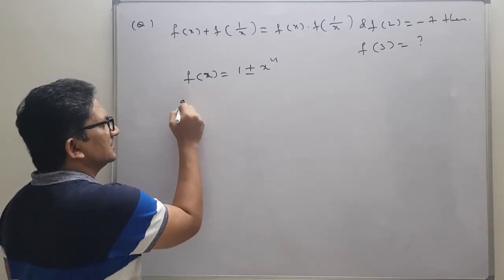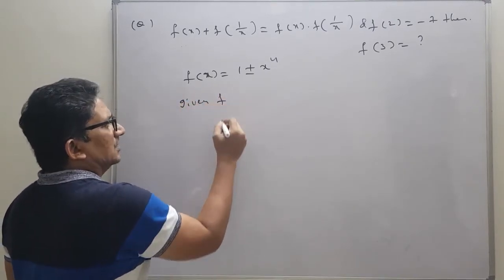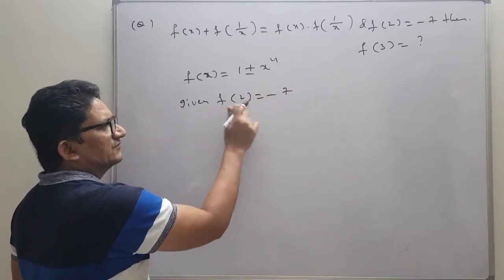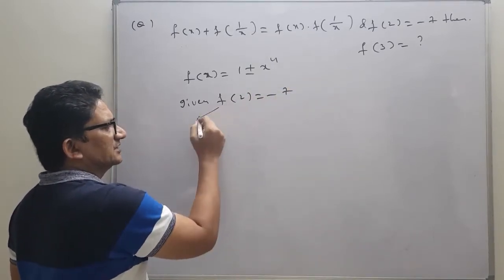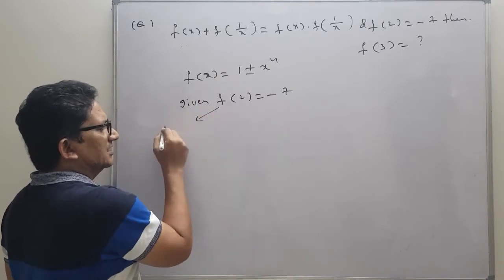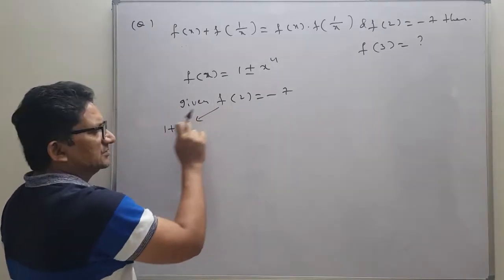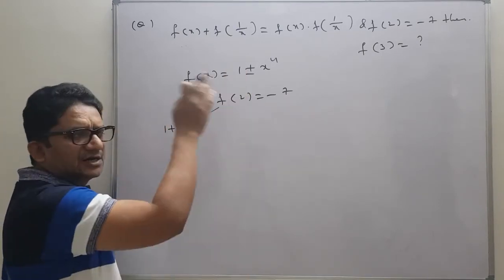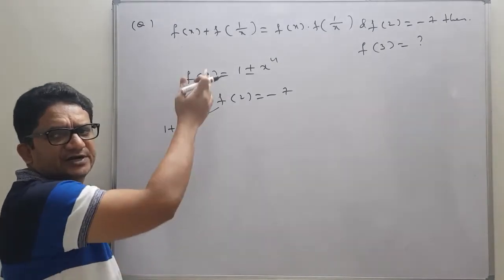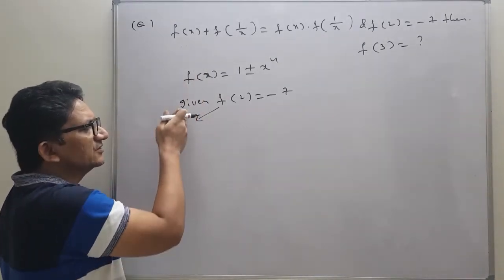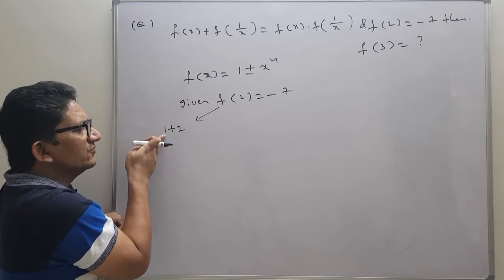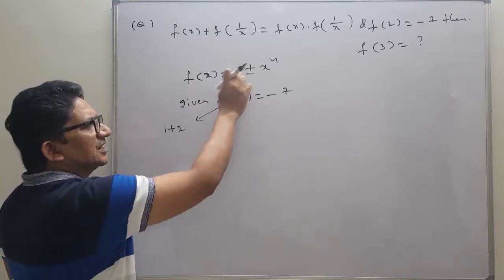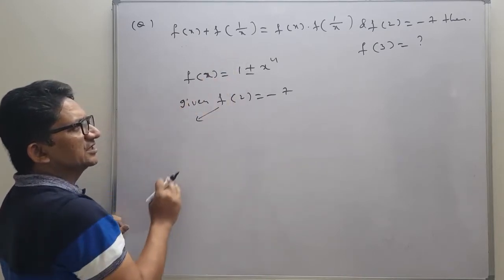So now see, given f of 2 is equal to minus 7. If they are giving f of 2 as minus 7, we can check in the rough work. If I take 1 plus 2 to the power of n, with the positive sign and any power, the result will always be positive. We will never get a negative, because 2 to the power of anything is positive, and if you add 1 to that, again you will get a positive. So clearly we can't take the positive sign, so we need to take the negative sign.